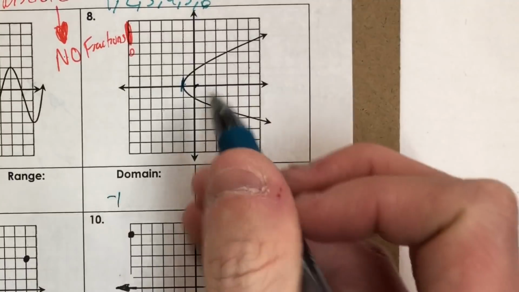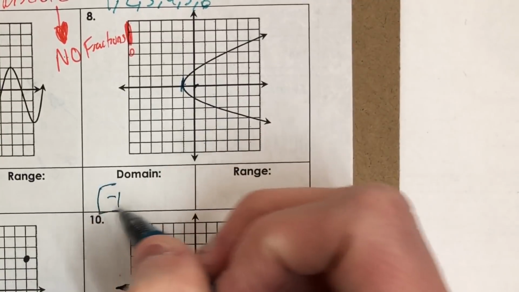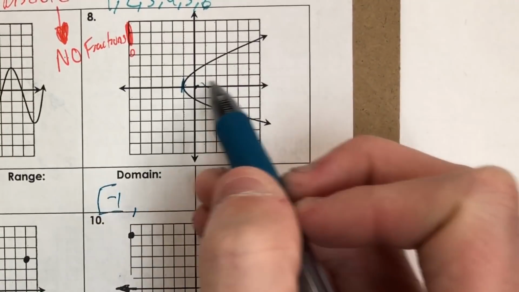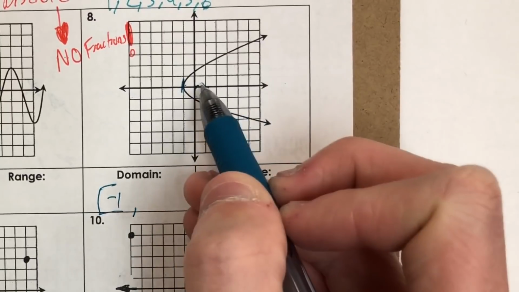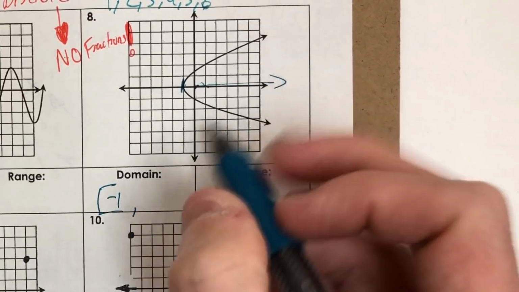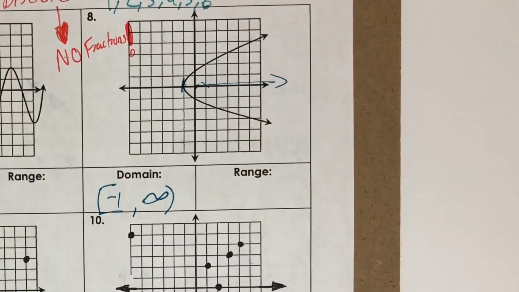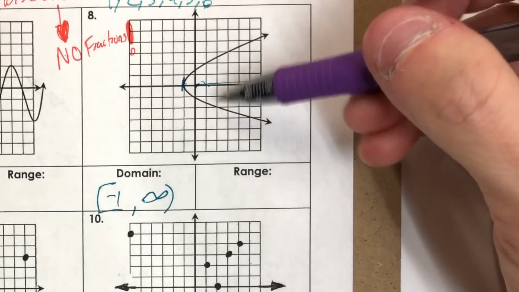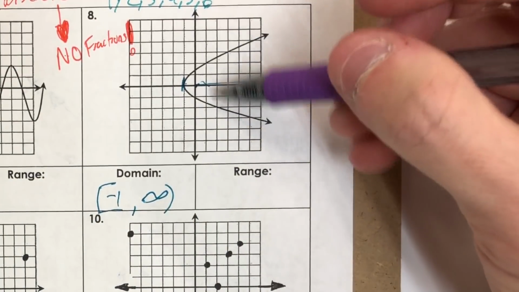So it's -1. It hits -1, so it's a bracket. All right, and it's gonna go to the right forever. It's gonna go this way as an X forever. So that's positive infinity. The range is going to be our top to bottom, or bottom to top.